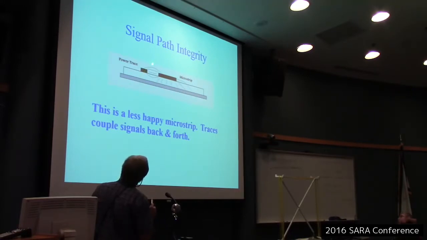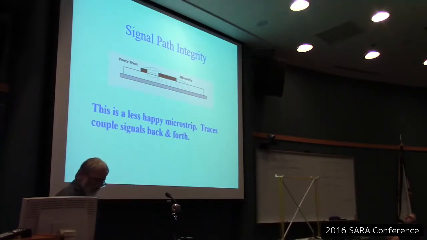In some cases where stuff needs to be run close, they'll actually run another little strip in between, which will have a bunch of little via holes hooking the circuit board to ground there. Again, it's to keep signals where they belong.